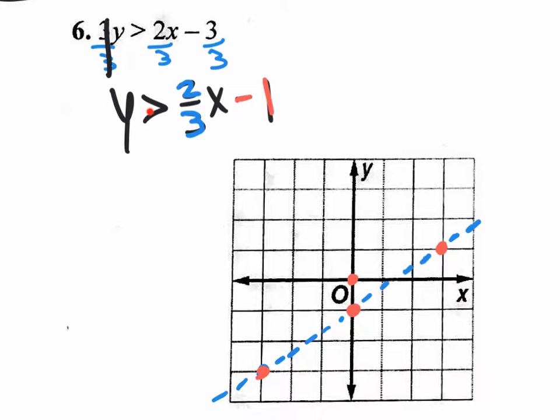So you'll have 0 is greater than 0 minus 1. So you'd have 0 is greater than negative 1. What do you guys say about that? Is 0 greater than negative 1? Yes, it is. 0 is greater than any negative number, right?